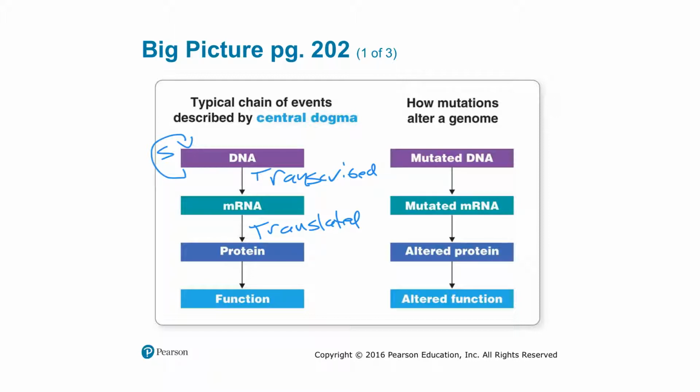Now, mutations can alter a genome, and so you can take mutated DNA, which is going to make mutated mRNA, and it's going to have an altered protein and an altered function. And so it's going to go through the same steps.